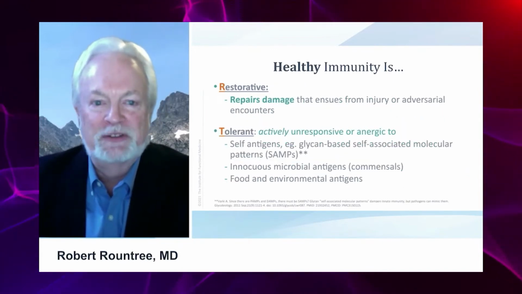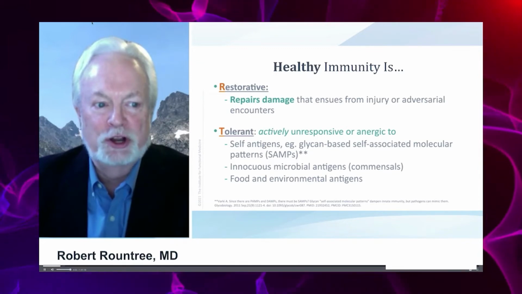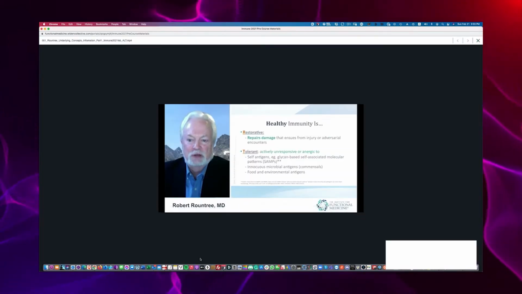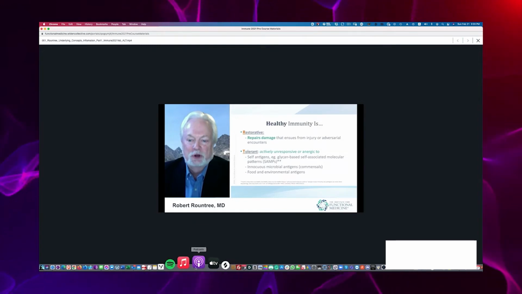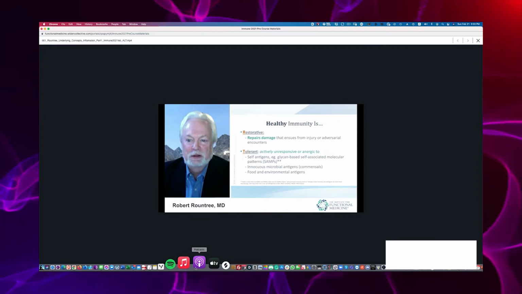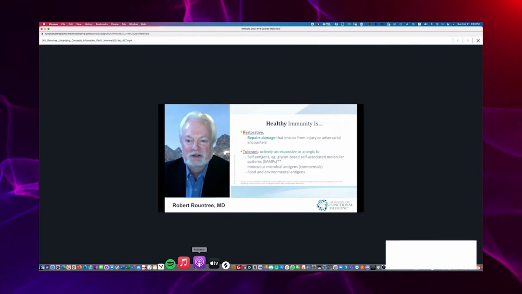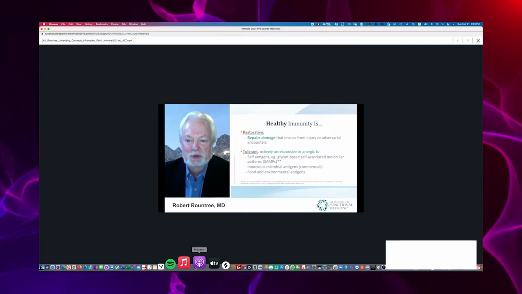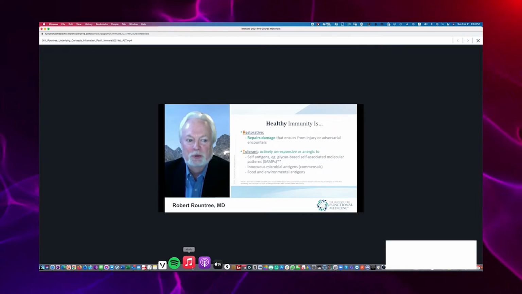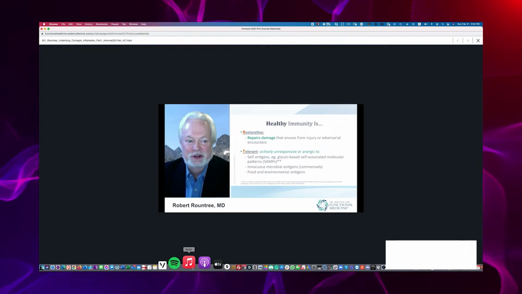The third aspect of healthy immunity is that it's restorative. It repairs damage that results from trauma. So if you have a cut or a sprain, the immune system comes into play and produces inflammation, but at the same time it produces that inflammation, it also starts the repair process of any kind of adversarial encounter.